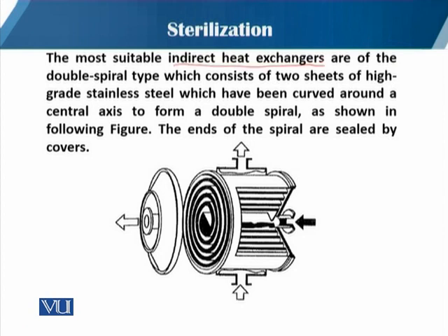As concerned, the indirect heat exchangers are the double spiral type, which consists of two sheets of high grade stainless steel, which have been curved around a central axis. You can see here, this is the central axis, and these are the different coils around that. The ends of the spiral are sealed by the covers. So you can see that these are both covers.